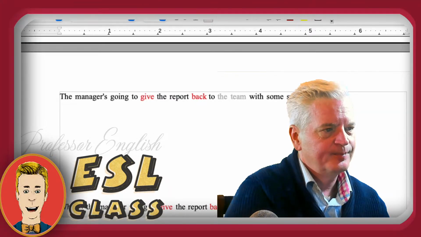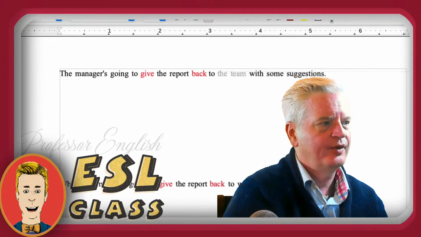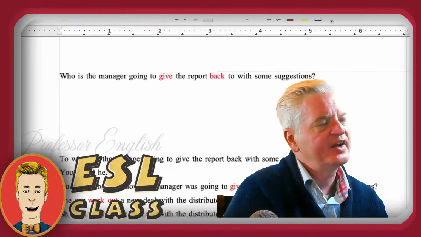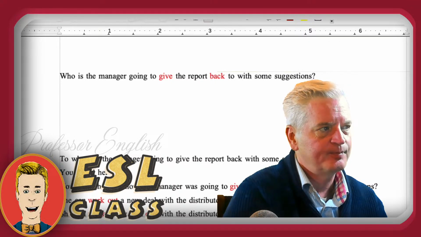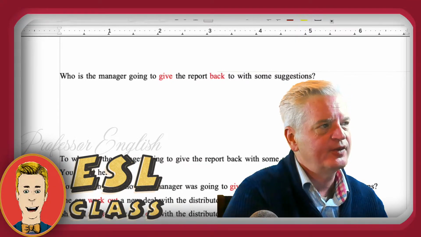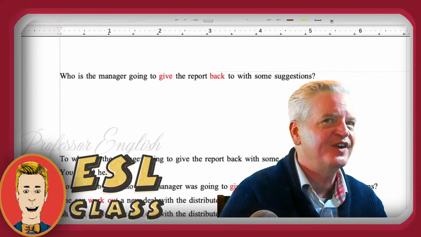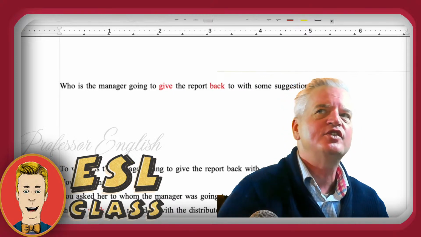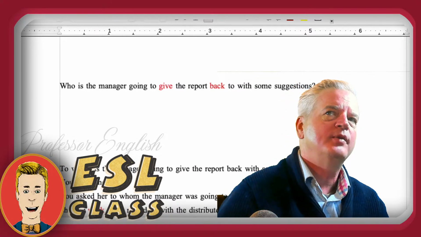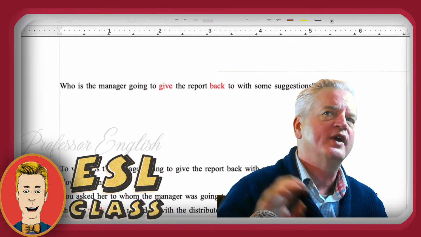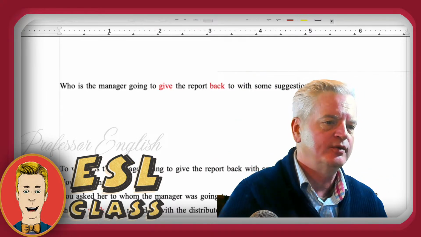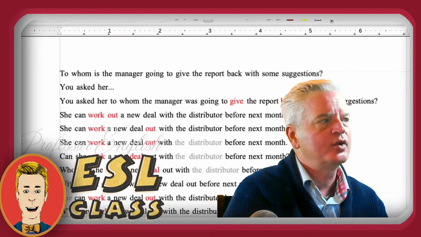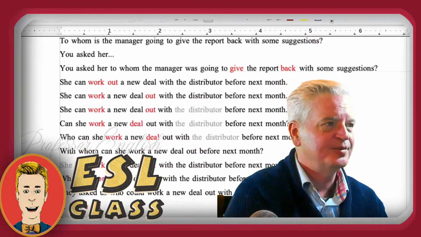Let's look at the answer. Who is the manager going to give the report back to with some suggestions? Who is the manager going to give back the report to with some suggestions? That's very different from most other languages. It's a very weird thing. Okay. But you could also use the formal whom. Instead of making a who to question, you can make a to whom question. How will you make that question? To whom? To whom is the manager going to give the report back with some suggestions?